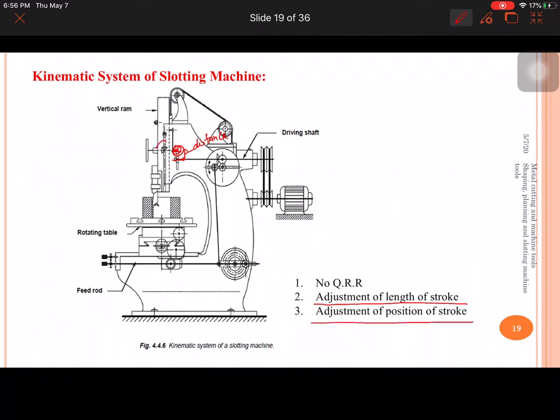Similarly, how to adjust the position of stroke? That is adjusted by what? There is a handle here. If the handle is rotated, again there is a screw nut mechanism which operates inside the ram to adjust the position of stroke. Position of stroke will decide where exactly the forward stroke has to be initiated.